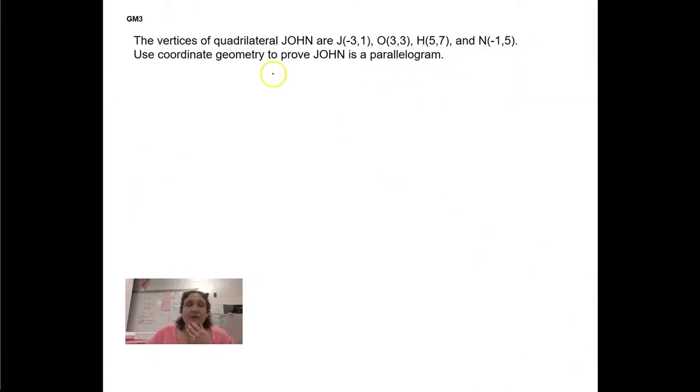All right, here's our next one. Vertices of quadrilateral JOHN are such and such. Use coordinate geometry to prove that JOHN is a parallelogram. I am just going to use the midpoint formula because that's the quickest way. You only have to do it twice.